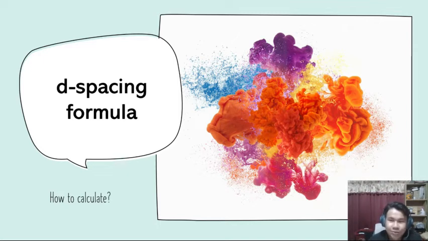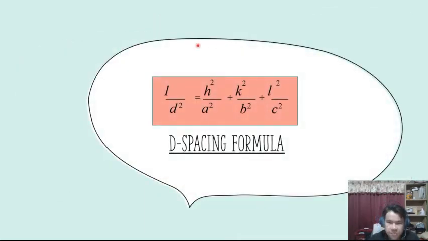Previously we have learned, or my friend has discussed, the objective of d-spacing. For my part, I will be explaining the d-spacing formula. How are we going to use this formula and how do we calculate? So let's begin. The spacing formula is given by 1 over d squared is equal to h squared over a squared plus k squared over b squared plus l squared over c squared.